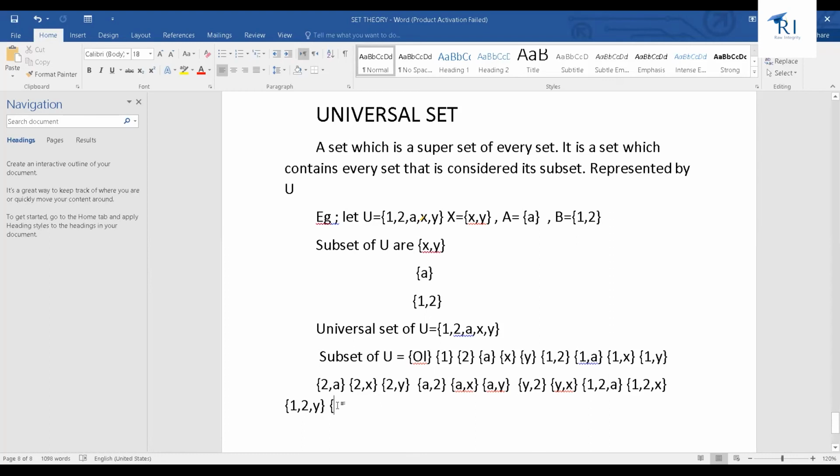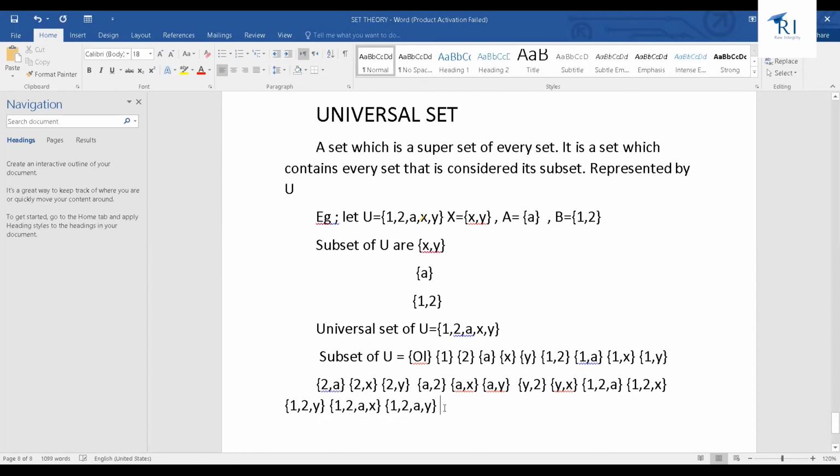Just press control Y, you will get the previous ones that you had written. Next subset 1 to AX. Next 1 to AY.